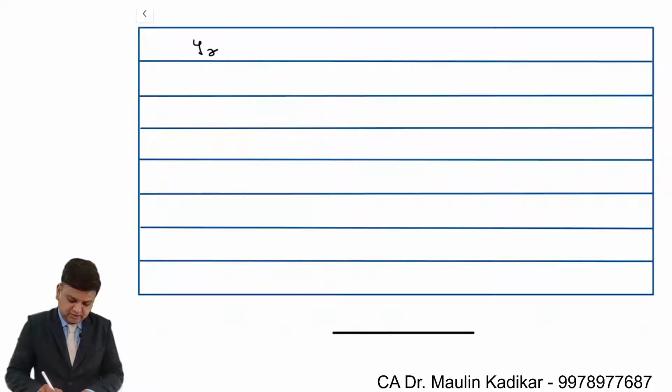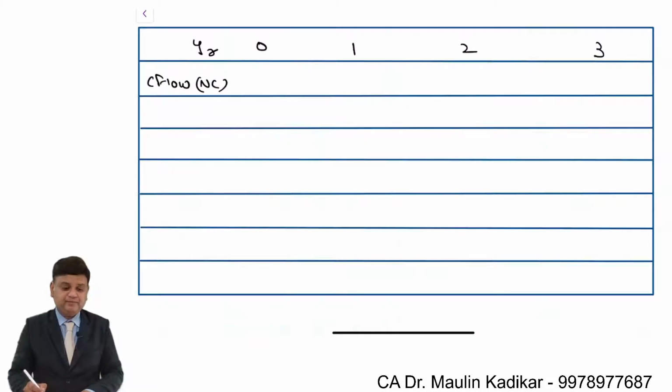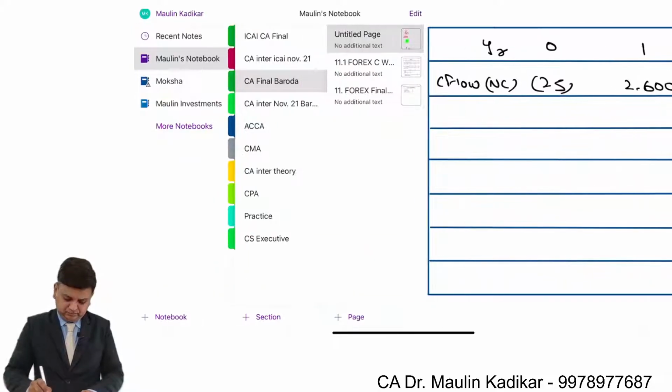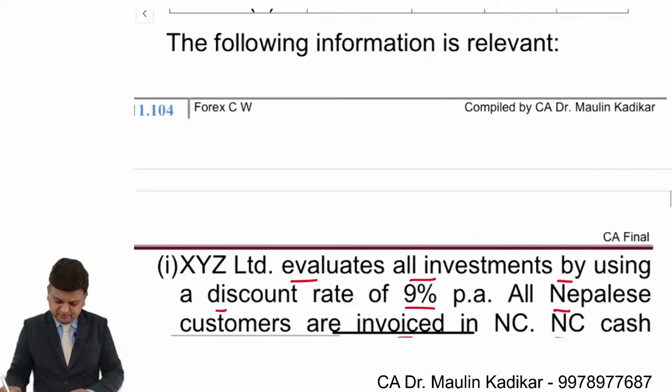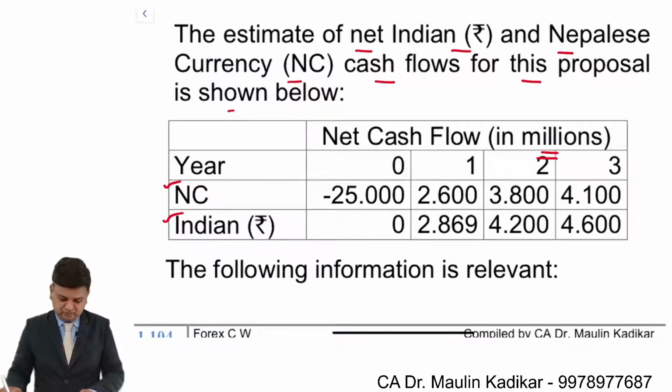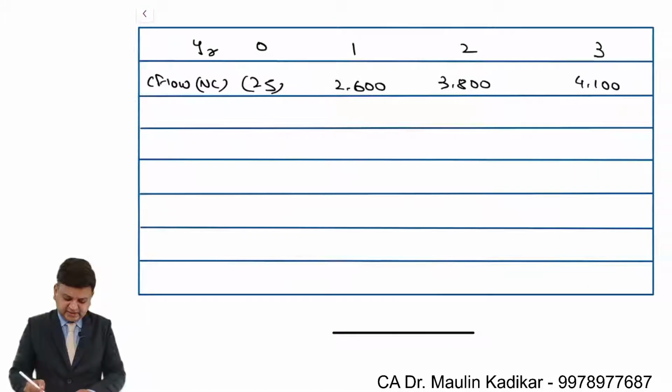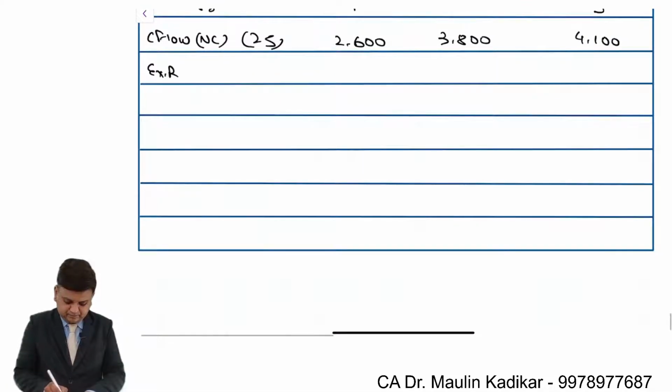It is year 0, year 1, year 2, year 3. It is cash flows in Nepalese currency term. It is 25 million outflow, then 2.6 is inflow, 3.8 is inflow, 4.1 is inflow. That is the way we have the cash flows. By using the exchange rate, it will be converted into rupees term.